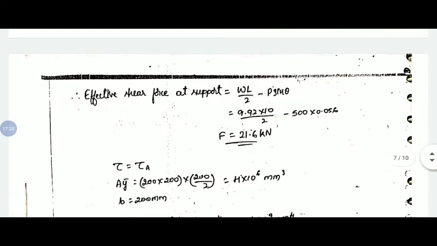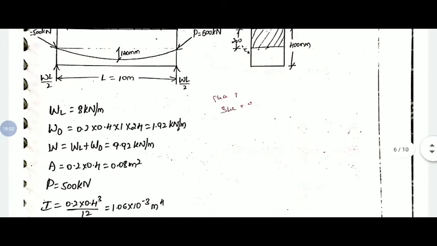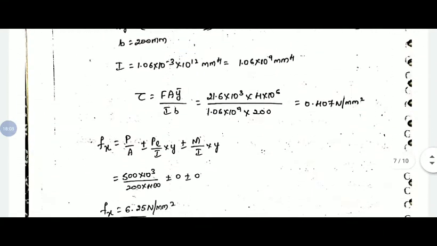So effective shear force at support, WL by 2 is the support reaction. Here P sin theta is, if you observe the figure, 500 kilonewton, it is an inclined force. So theta, we have calculated slope of the cable, so that is 0.056 with respect to horizontal axis. That slope is calculated with respect to horizontal axis. On resolving, horizontal component will be cos theta and vertical component will be sin theta. So since we are calculating shear force, we are going to consider only vertical component. So WL by 2 is in upward direction and P will be in downward direction.